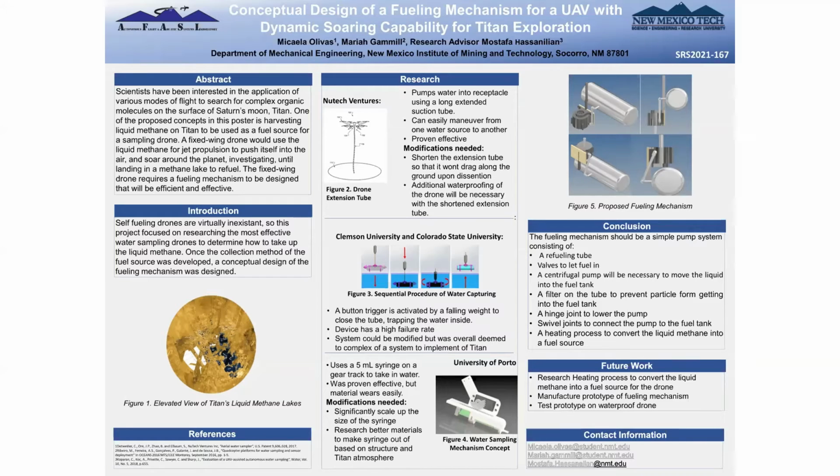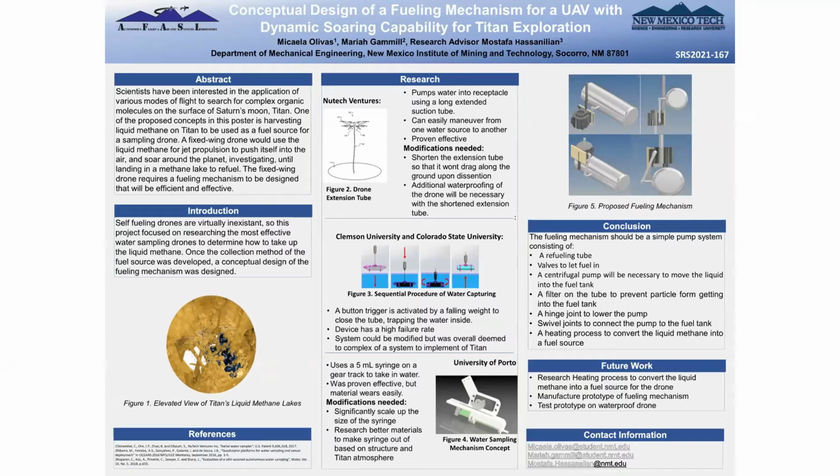Hi, I'm Micaela Olivas, and my research partner is Mariah Gamble, and our advisor is Dr. Mustafa Hassanelian. So scientists have been interested in Saturn's moon Titan because there's a possibility of life under the subsurface water, but they need a way to explore the planet. So what we propose is using an unmanned aerial vehicle, and this vehicle will need a fueling source so that it can continue to survey the planet instead of just being sent with whatever fuel it has, and when that runs out, it's done.